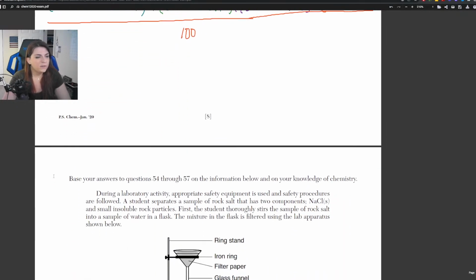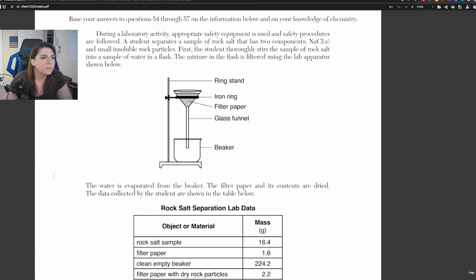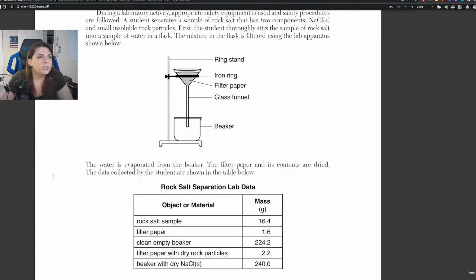Moving on. 54. A student separates a sample of rock salt that has 2 components, sodium chloride and small insoluble rock particles. First, the student thoroughly stirs a sample of rock salt into a sample of water in a flask. The mixture in the flask is filtered using the lab apparatus shown below. Apparatus just means lab materials. It's just fancy science for lab materials.